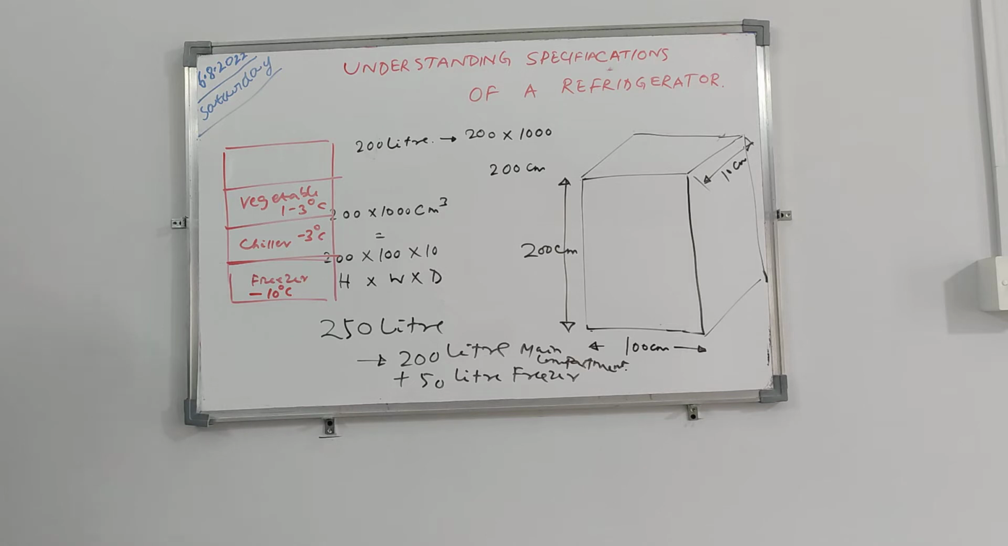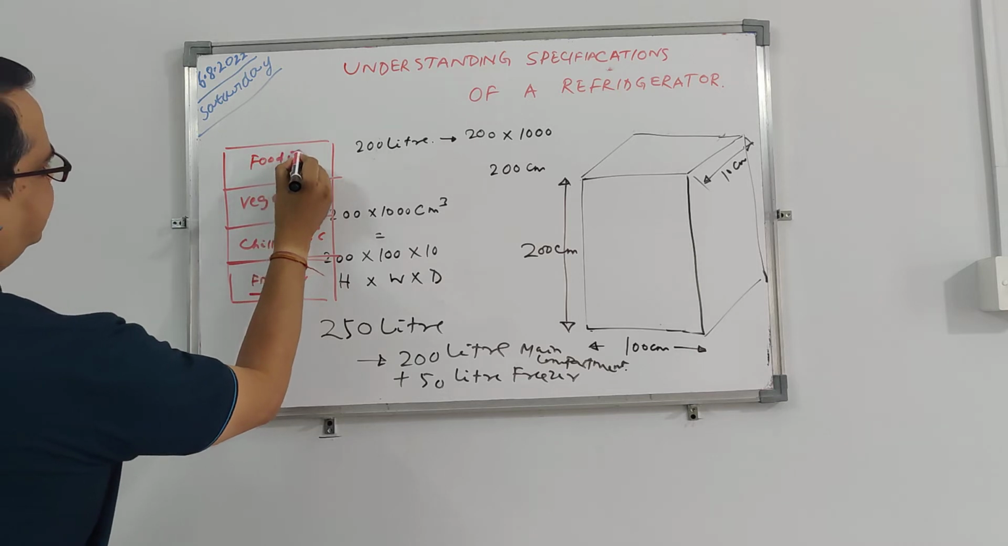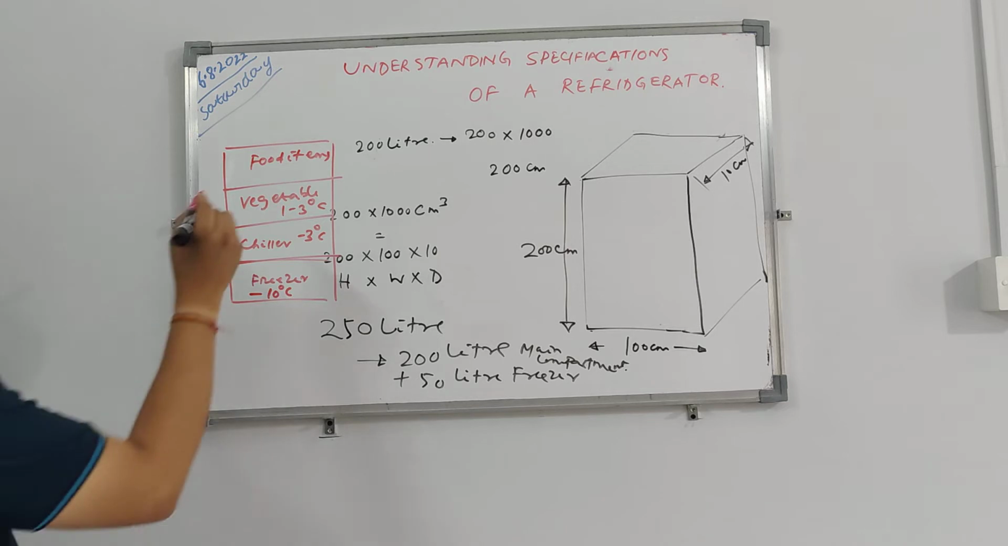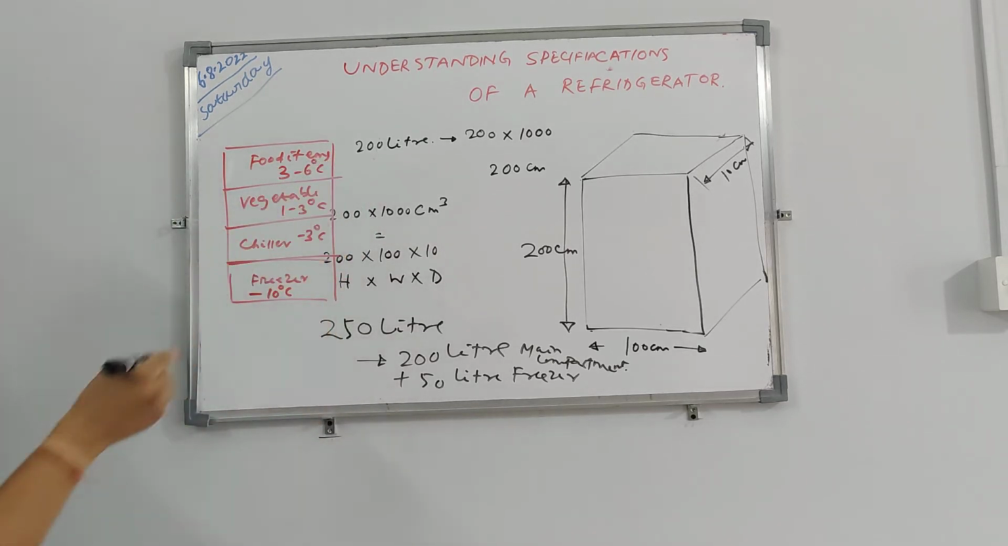And where you put your food items, for example, food you have cooked in the daytime and want to serve in the evening, you can put it here. These food items can be maintained at something around 3 to 6 degrees centigrade. Likewise, different chambers in a refrigerator can be kept at different temperatures.